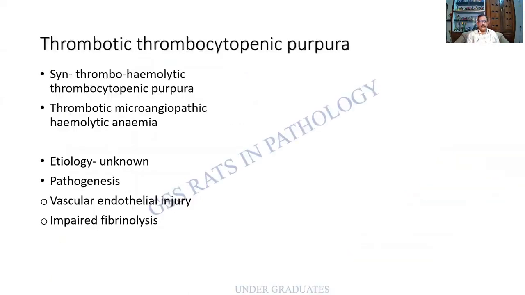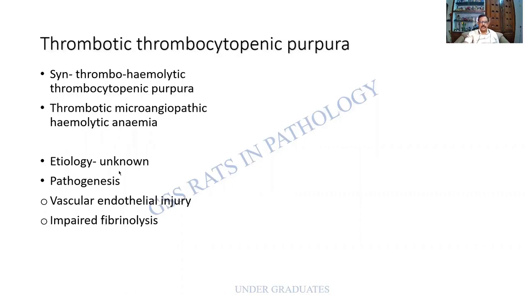The first disorder is thrombotic thrombocytopenic purpura. Synonym this is thrombohemolytic thrombocytopenic purpura. An element of hemolysis is there. Another term that can be used is thrombotic microangiopathic hemolytic anemia. These are all synonyms. Please do not mistake the term thrombotic thrombocytopenic purpura with ITP. It will be totally wrong.